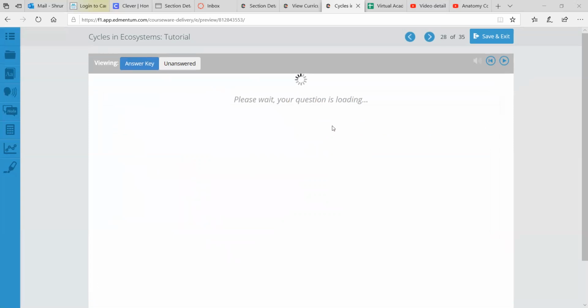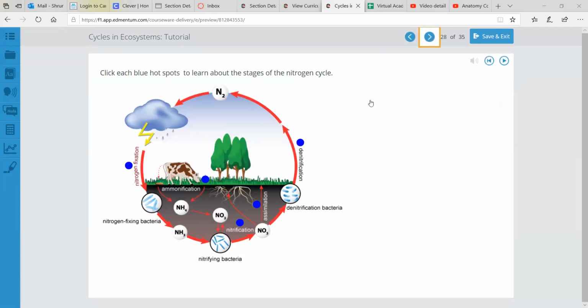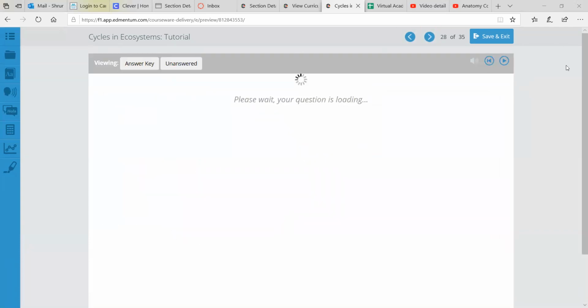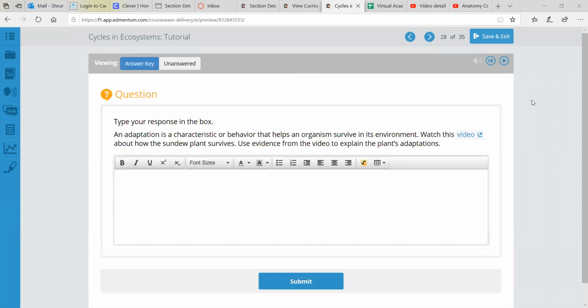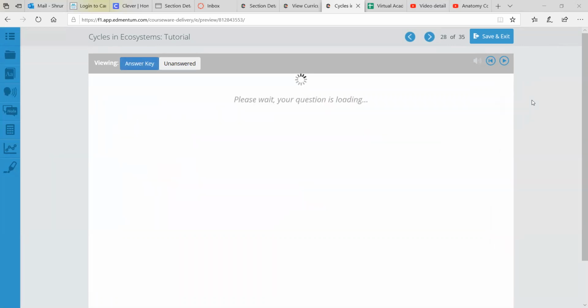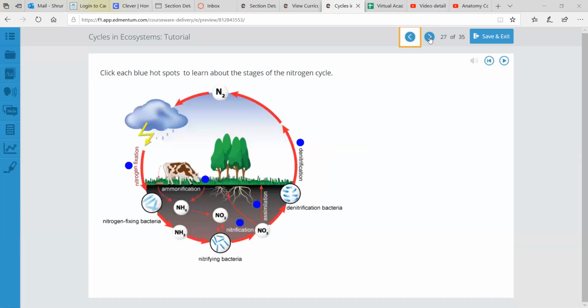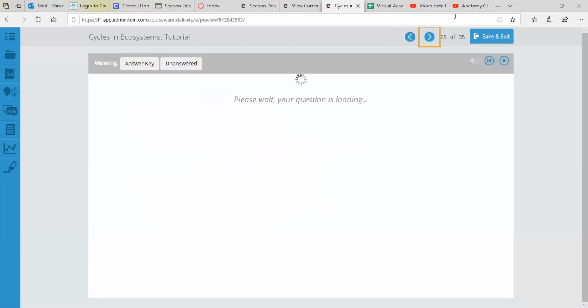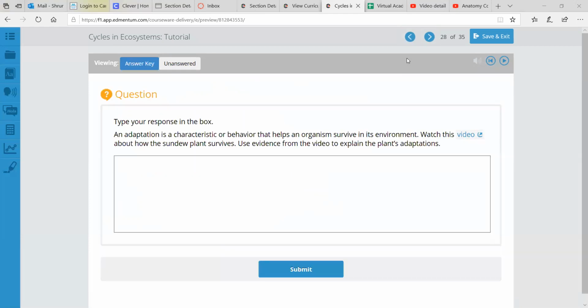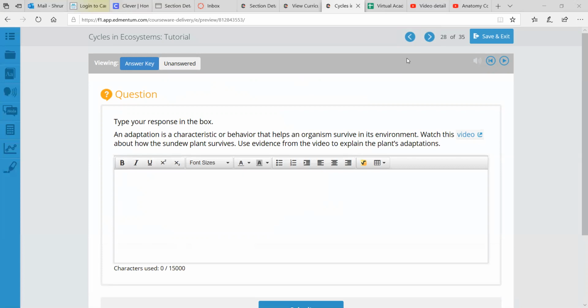And adaptation is a characteristic or behavior that helps an organism survive. You're given a video about how the sundew plant survives. So use evidence from the video to explain the adaptation.